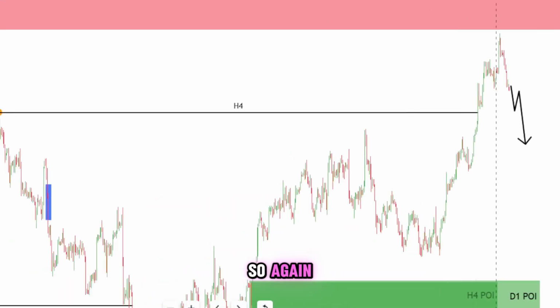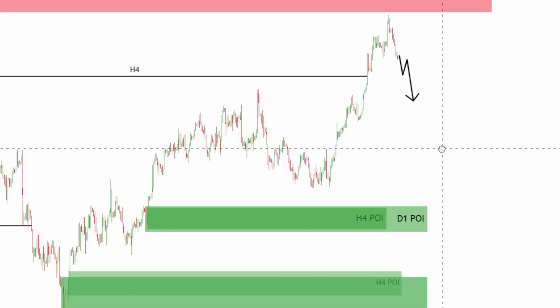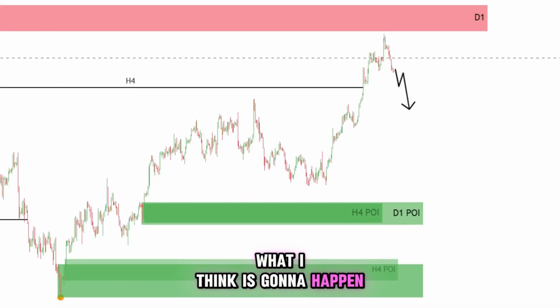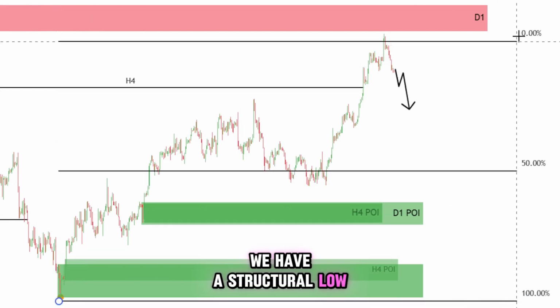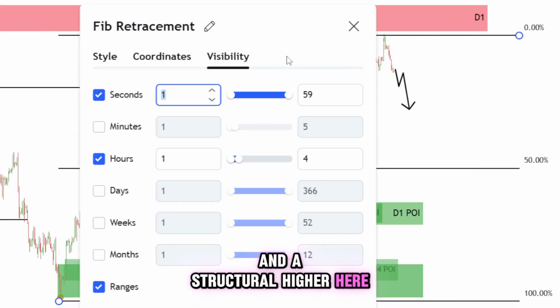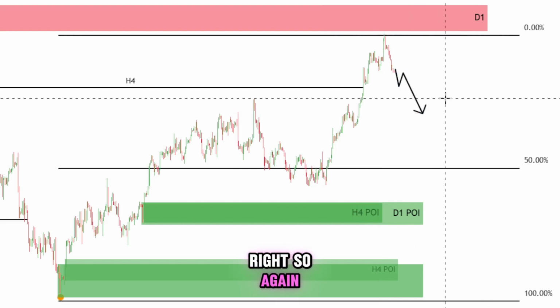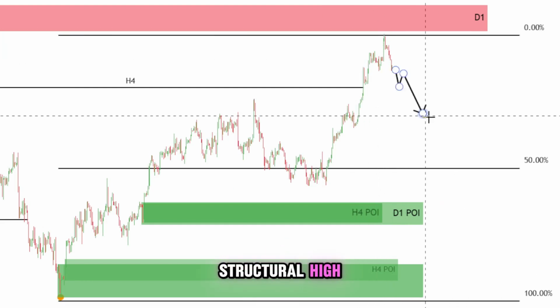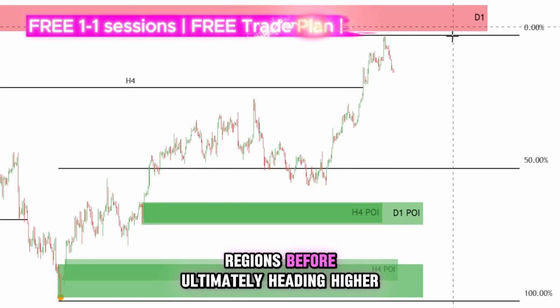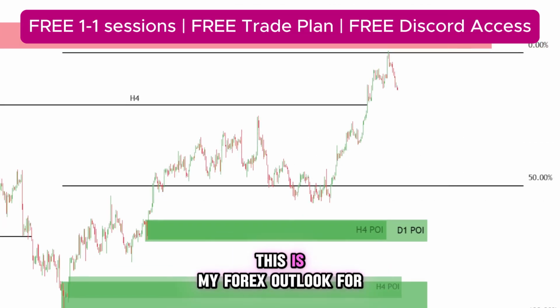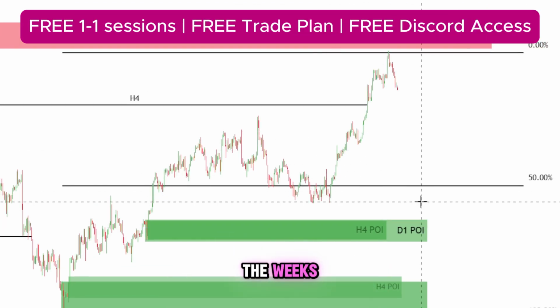Again, let's use the fib tool to project what I think is going to happen. We have a structural low and a structural high over here. So if this is indeed the structural high, we could see price head down into some of these fair value gap regions before ultimately heading higher. This is my Forex outlook for the week ahead.